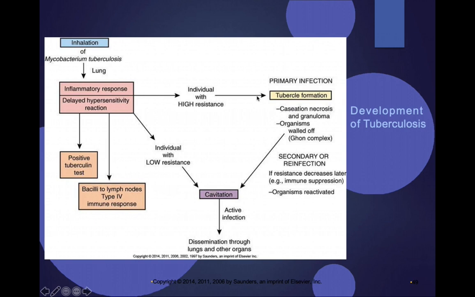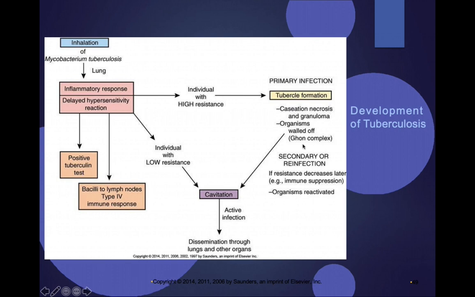Okay? If there is that, where it becomes walled off, and you have that granuloma, the walled off region becomes a secondary or active infection again when their resistance becomes suppressed. Okay, so they have high resistance. It forms that Ghon complex, which walls off the area. It's called a granuloma or a Ghon complex.